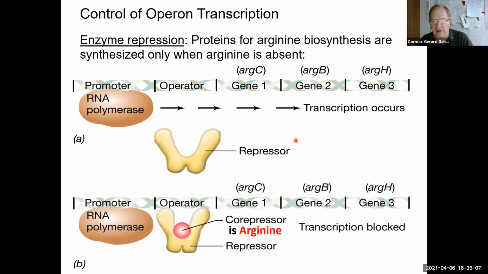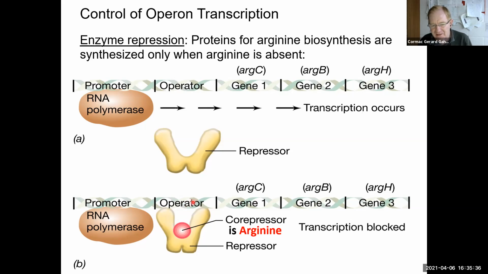But what happens if arginine builds up to a high level in the cell, or if there's lots of arginine in the environment? Well, in this case, arginine actually binds to a specific part of the repressor. So arginine binds to this protein. You can see there's a slight change in the shape of the protein when arginine binds to it. And now this shaped protein can actually bind to the operator system.